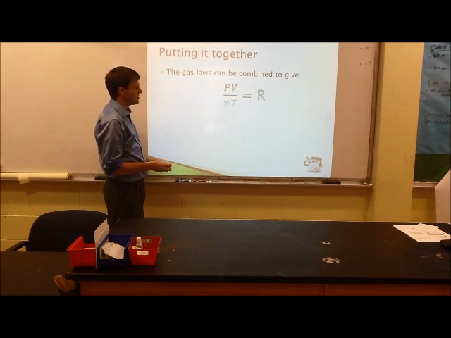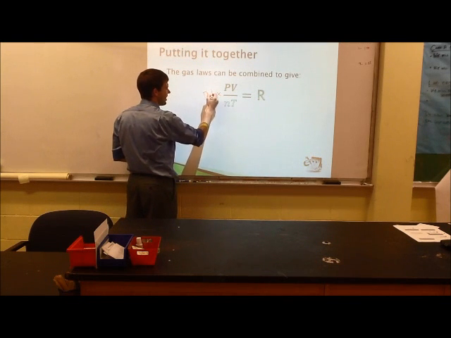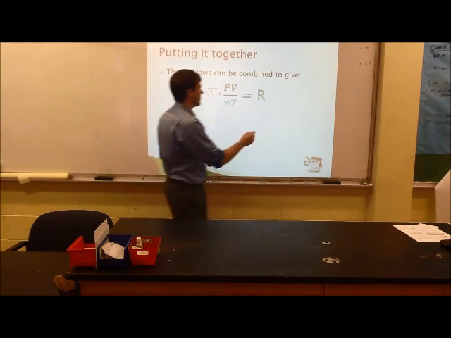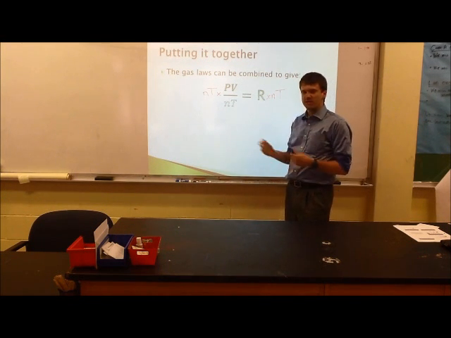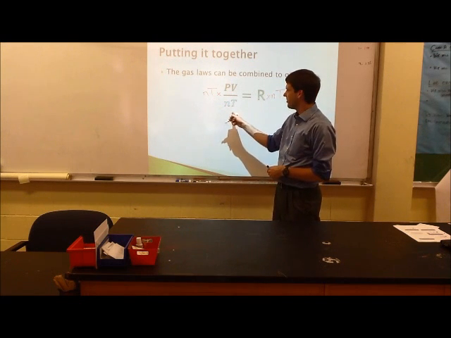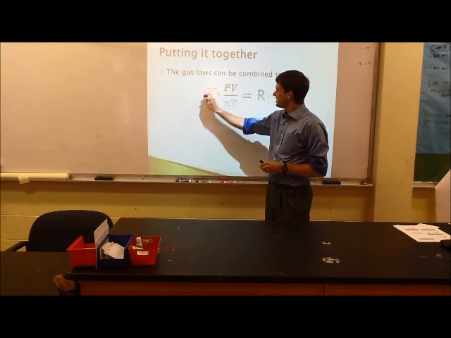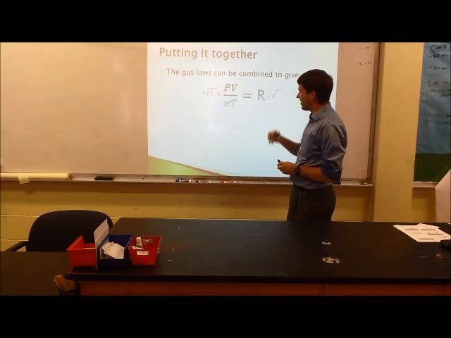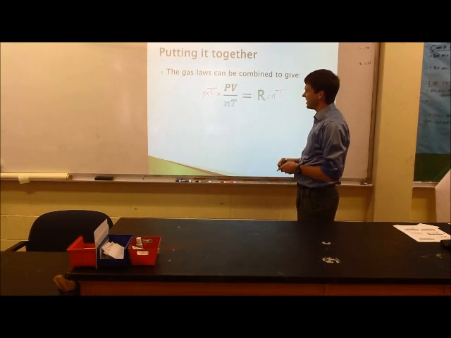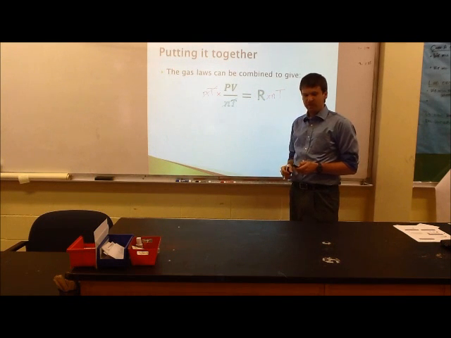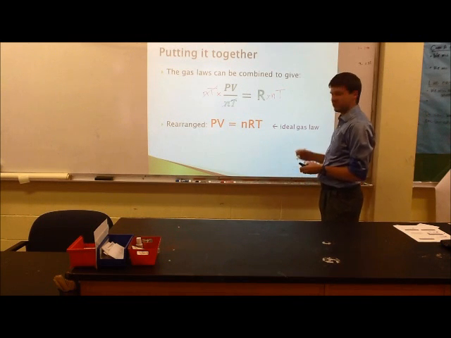We can simplify this by moving NT to the other side. We're going to multiply N times T to this side, and then on the other side, also multiply N times T. As we know, whatever's on top and also on bottom cancels out. So, N times T divided by N times T cancels out to give us PV equals R times NT. We can rearrange this to give us PV equals nRT, which is known as the ideal gas law.